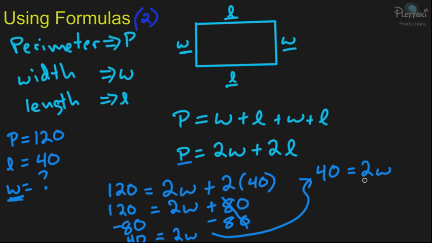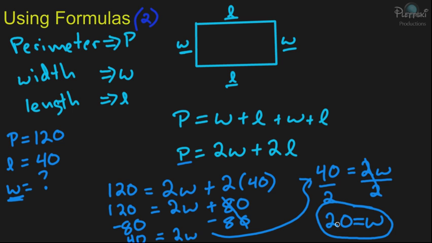And then we need to divide both sides by 2. The 2's cancel out. And you're left with W equals, well, 40 divided by 2 is 20. So the width is 20.